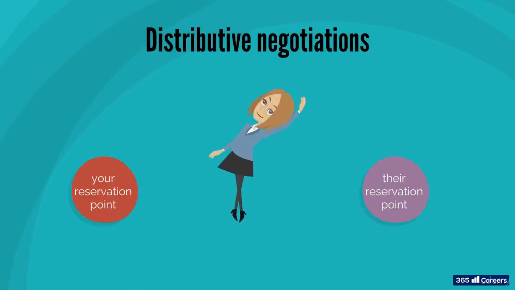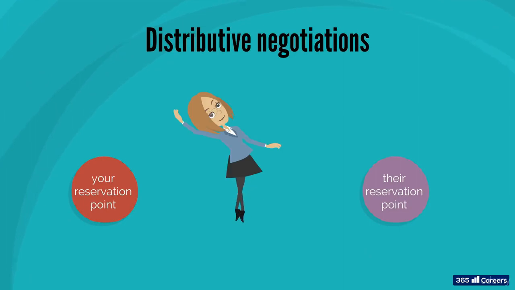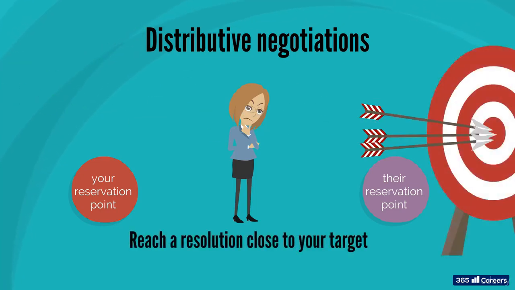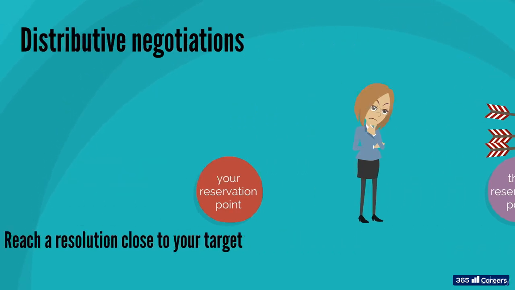Distributive bargaining is effectively a dance between your reservation point and your partner's walkaway. You're trying to learn or make an educated guess about the value of their walkaway, and use that information to guide you through the negotiation. In distributive bargaining, the goal is to reach a resolution which is closer to your target and, ultimately, your partner's reservation point, not the other way around.